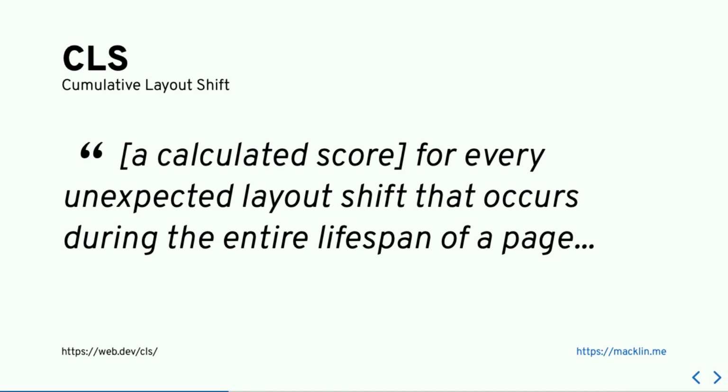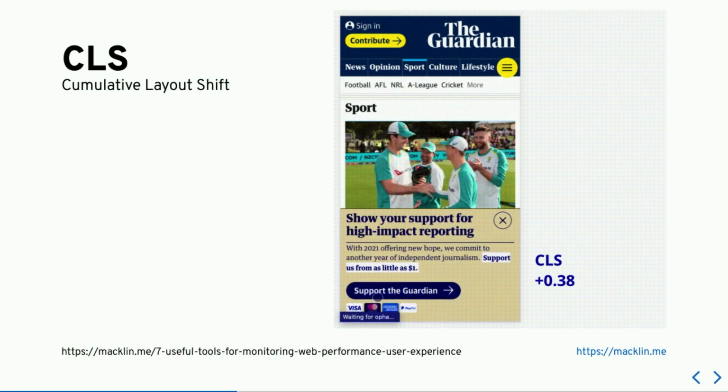The last one that I want to talk about is cumulative layout shift, CLS, and it's a calculated score, so we're not going to talk about milliseconds or anything here. It's a calculated score between 0 and 1 for any unexpected layout shift that occurs on the page. So what does that mean? I'll obviously visualize this one again as well. It's when you get stuff like this.